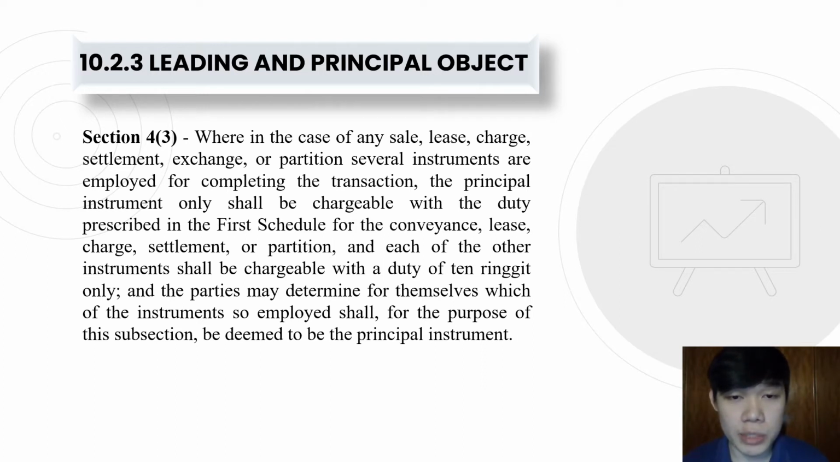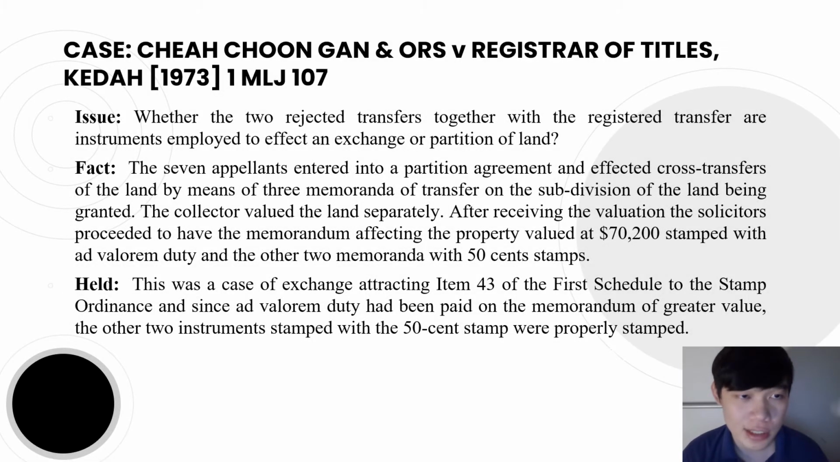The leading and principal object. Section 4 subclause 3 says that the instrument should be stamped for its leading and principal object. The stamp duty covers everything accessory to this object, which means that the stamp duty should be charged on this principal object only. This case is related to the principle of leading and principal object.